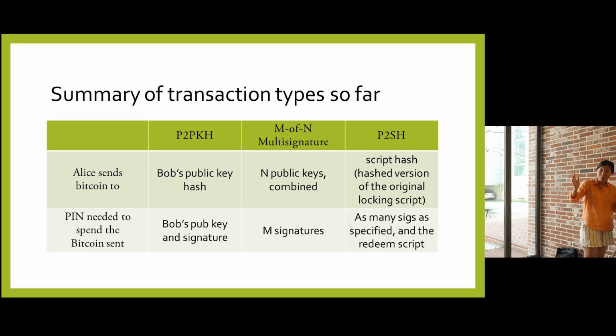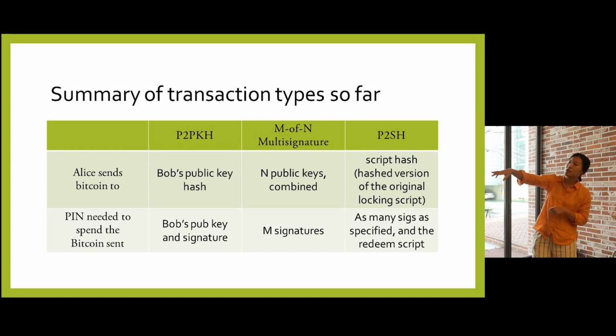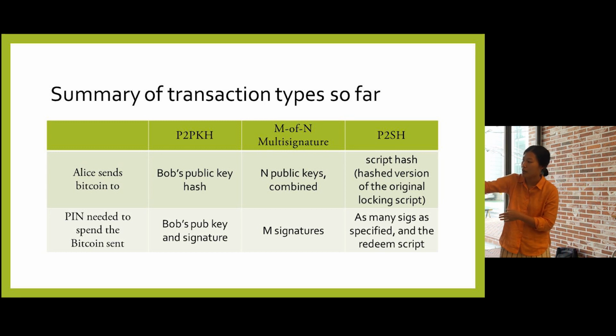Alright, so here's a summary, quickly. Alice sends Bitcoin to a pay to public key hash, Bob's public key hash. This is nothing but the address or the account number in an ATM. So in P2PKH, pay to public key hash, Alice sends the money to Bob's public key hash. In multi-signature, to n number of public keys combined. And in pay to script hash, you send the money to the hashed version of the original locking script.